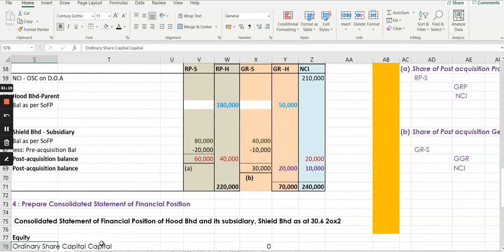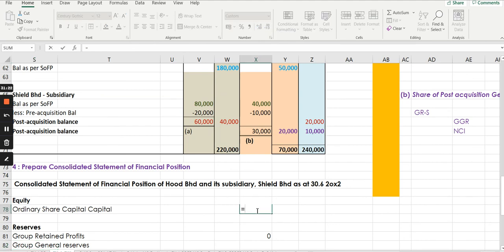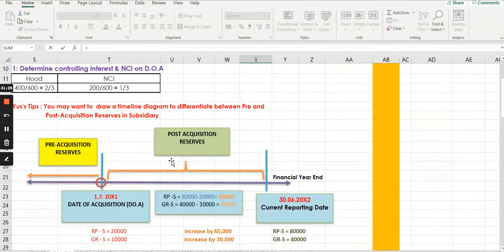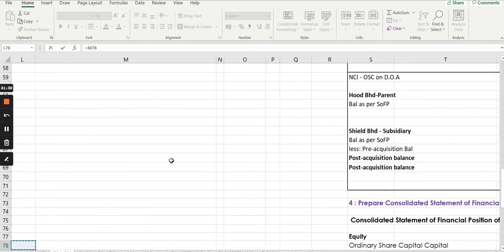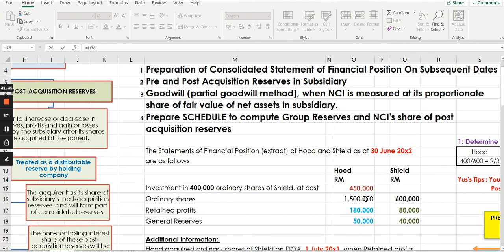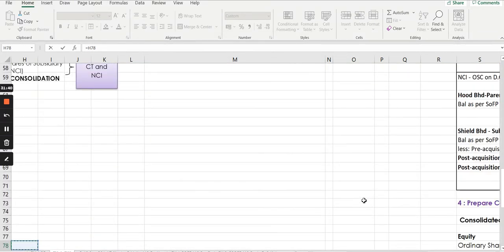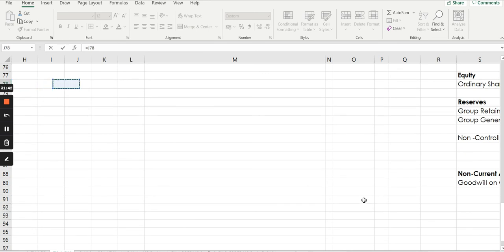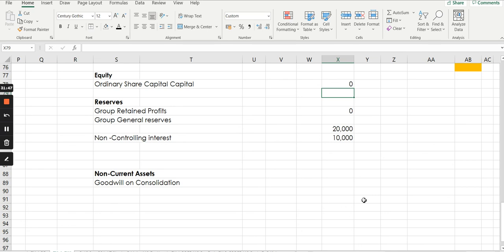So now you can prepare the statement. The only share capital that you will show here, if you start with the equity, will just be those of the parent. The information is given in the question. So it is 1.5 million. So we're going to include there 1.5 million, under the parent column only.